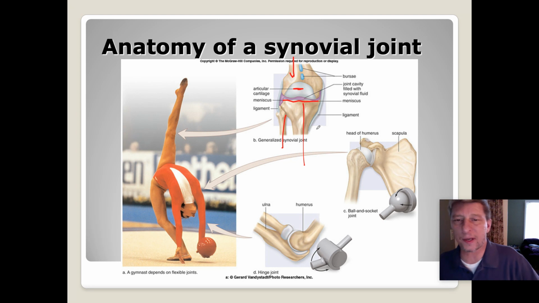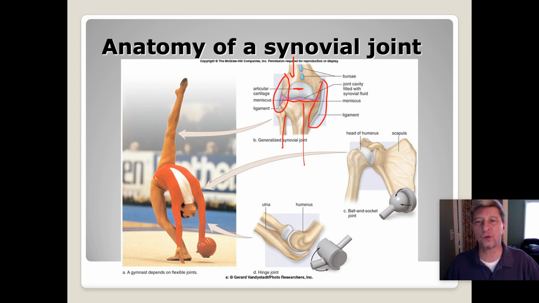The other interesting thing that you can see in this picture is that there are two ligaments here and here. And remember, ligaments are just connective tissues that connect bones one to another across a joint. Other specific kinds of synovial joints are the ball and socket. We have those in our hips and our shoulders. And then hinge joints that you see here. You've got this in your elbow and in your knee.